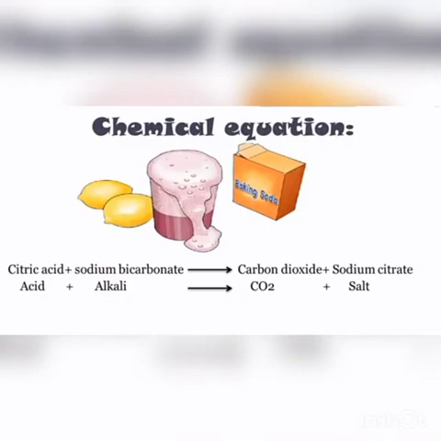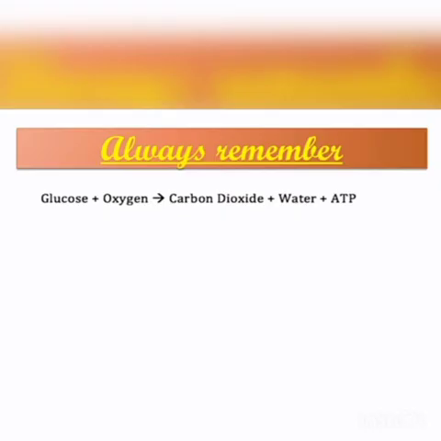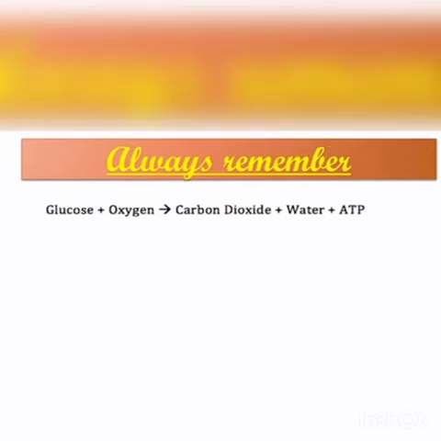The word equation can be written for the chemical reaction as follows. Citric acid plus sodium bicarbonate gives carbon dioxide plus sodium citrate. काय होतं, acid plus alkali gives CO2 plus salt. This is a neutralization reaction. You can see these chemical equations. Now always remember: glucose plus oxygen gives carbon dioxide plus water plus ATP.